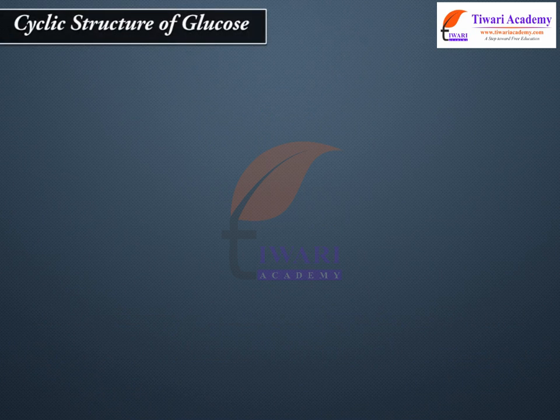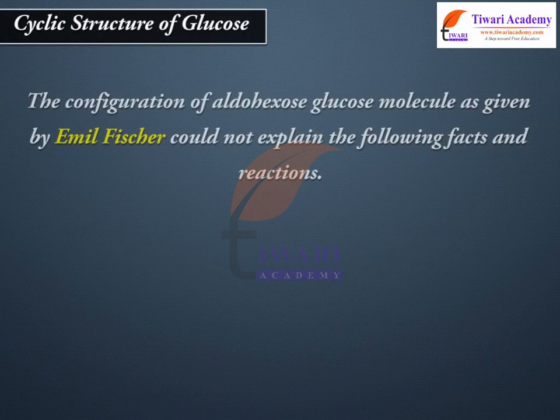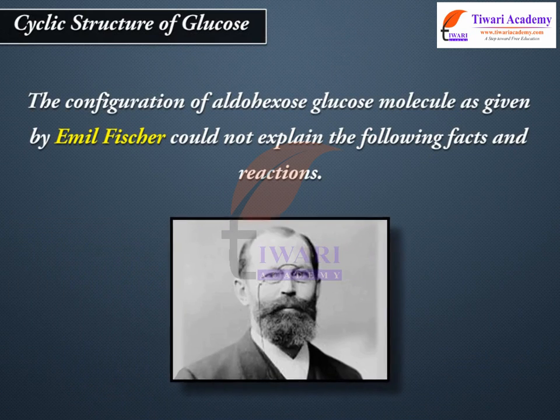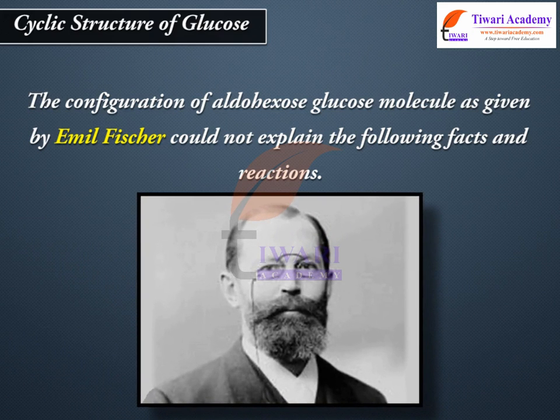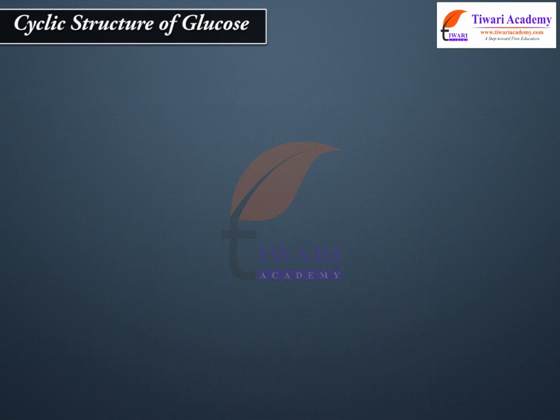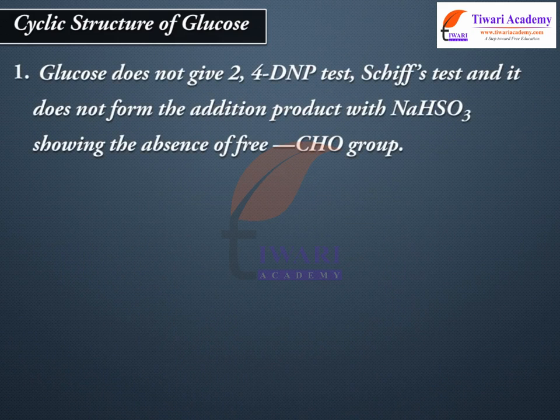Cyclic structure of glucose. The configuration of aldohexose glucose molecule as given by Emil Fischer could not explain the following facts and reactions. 1. Glucose does not give 2,4-DNP test, Schiff's test, and it does not form the addition product with NaHSO3, showing the absence of a free CHO group.